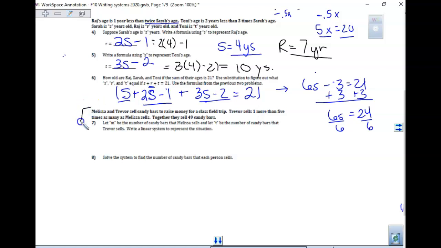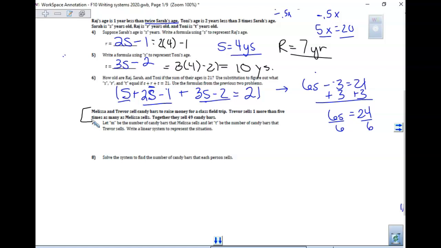So we're going to read through this next part about Melissa and Trevor. They're selling candy bars to raise money for a class field trip. Trevor sells one more than 5 times as many as Melissa. Melissa is not doing very good at selling, right? She hasn't sold that many compared to him because he sold 5 times more, right? And together they sold 49.